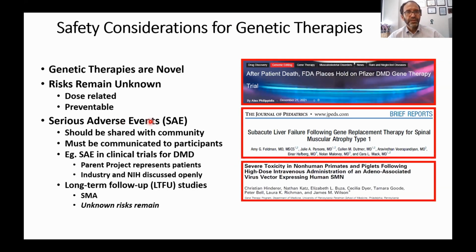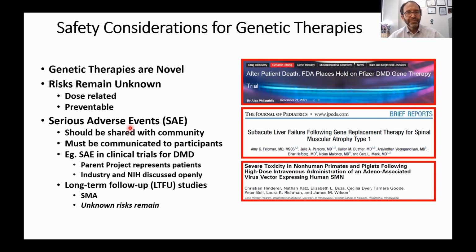So we really need to acknowledge that genetic therapies like gene therapies are novel. They've just been developed. There's not a lot that's known about all the possible effects. So these risks remain unknown. We know generally that they're dose related, so a higher dose is a greater risk, and somewhat that they're preventable, depending on the design of the study, maybe the dose, and also that they're treatable.